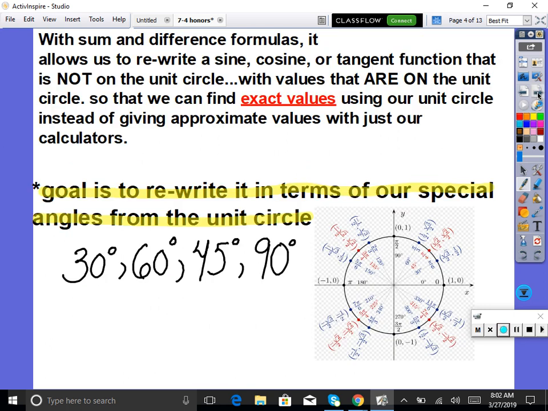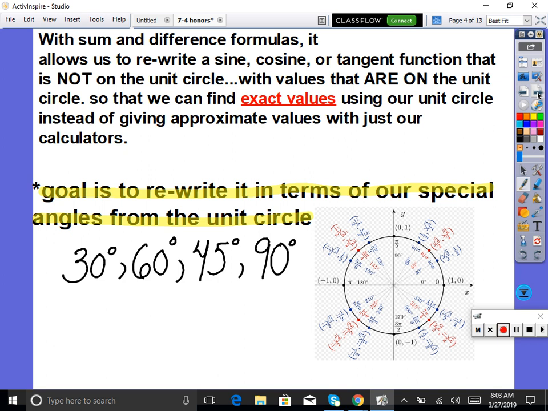All right, so what we use these for, you guys, is that sum and difference formulas allow us to possibly rewrite a sine, cosine, or tangent function that is not on the unit circle with values that are on the unit circle. So that instead of finding an estimated answer because it's not on our unit circle, we can still find an exact answer because we're able to rewrite it with stuff that is on our unit circle.